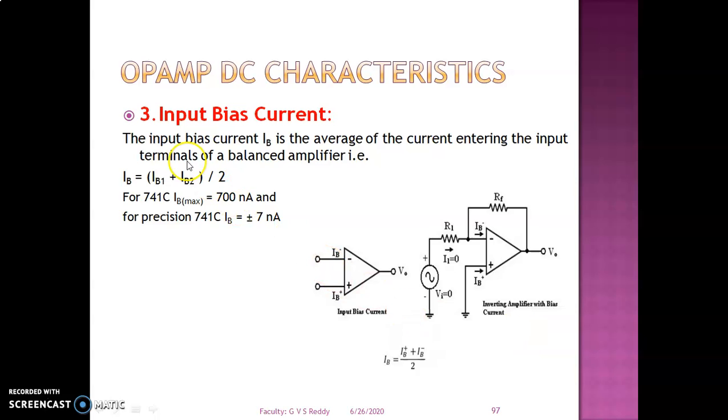Next, the third DC parameter, input bias current. The input bias current, IB, is the average of the currents entering the input terminals of a balanced operational amplifier. That is, the input bias current IB equals IB1 plus IB2 divided by 2. For the 741 IC, the input bias current is 700 nanoamperes. For the precision 741 IC, the input bias current is 7 nanoamperes.